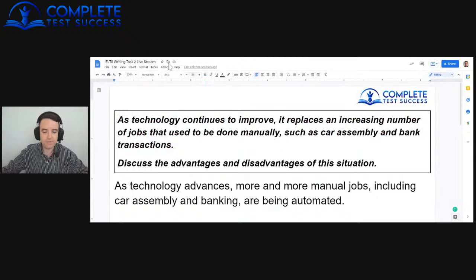So the first thing I want you to tell me is, how many main ideas do we need for this question type? Discuss the advantages and disadvantages of this situation. So how many main ideas do we need?